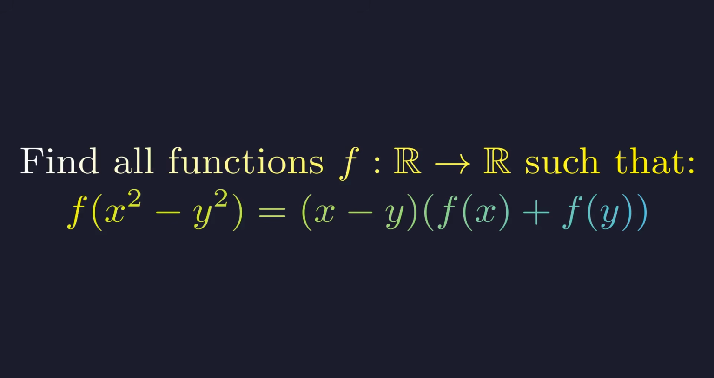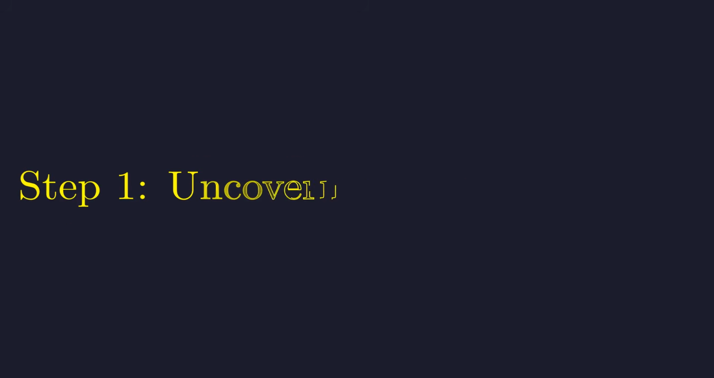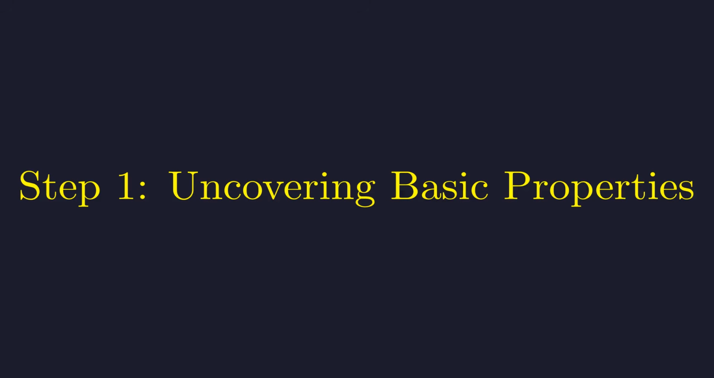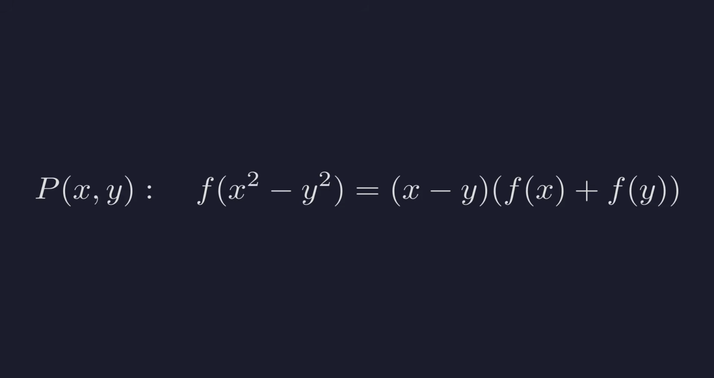We are looking for all functions from the real numbers to the real numbers that satisfy this equation for all real values of x and y. In functional equations, a powerful strategy is to substitute specific values for the variables to uncover the function's fundamental properties. Let's label our governing equation as P(x, y). A natural first test is to set y equal to 0.